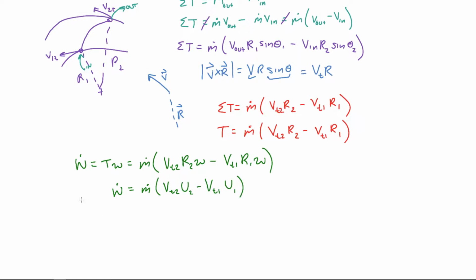And then a final thing that you probably have seen several times by now is that m dot can be rewritten in terms of the volumetric flow rate, so it's just rho times AV. The final equation for the work or the power is going to be rho times AV times VT2 U2 minus VT1 U1. So therefore we have everything defined in this equation except for the tangential velocities. That is why we need to find those tangential velocities.